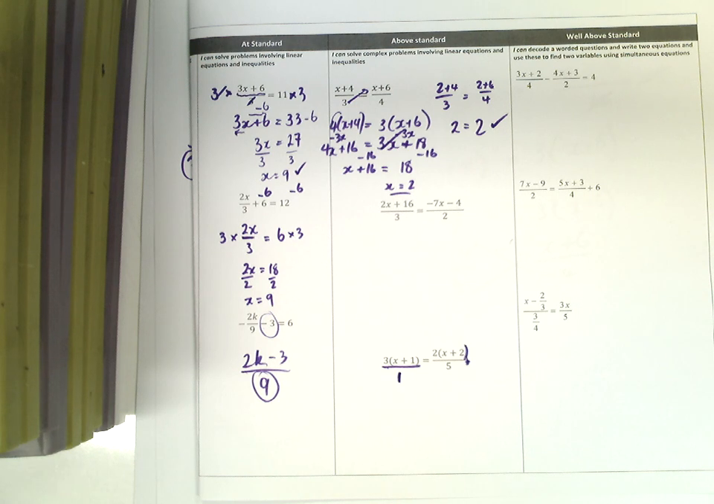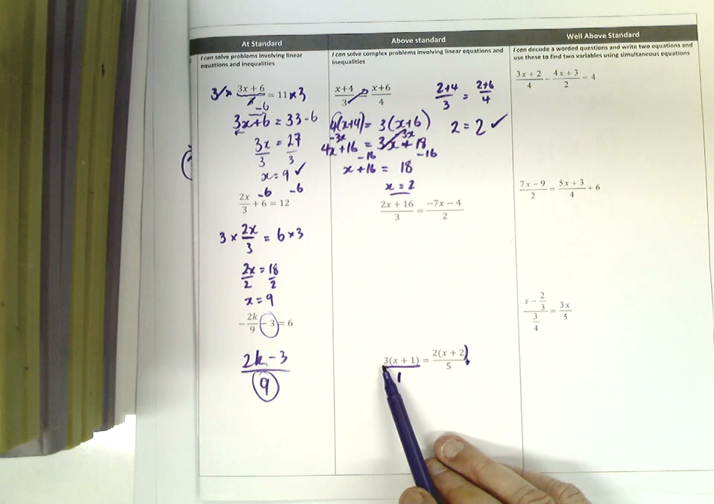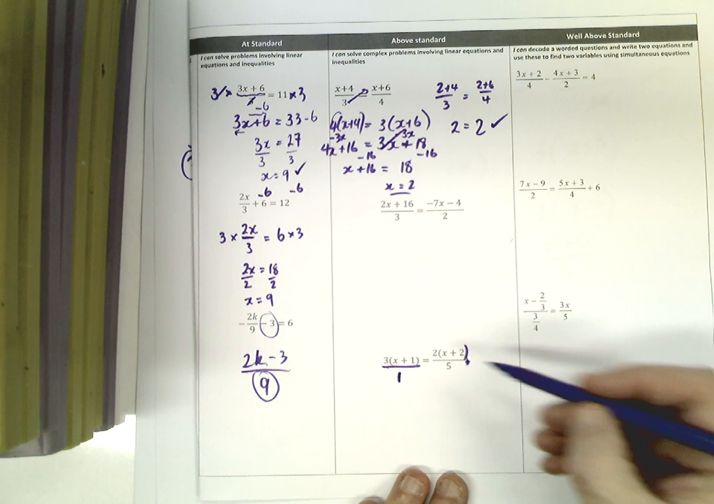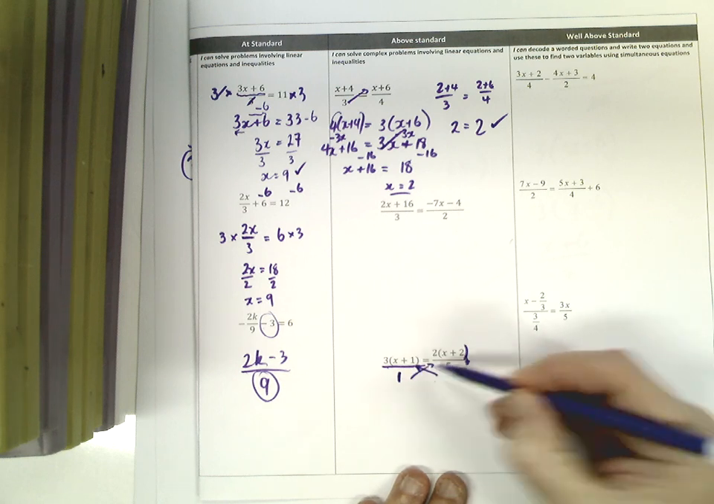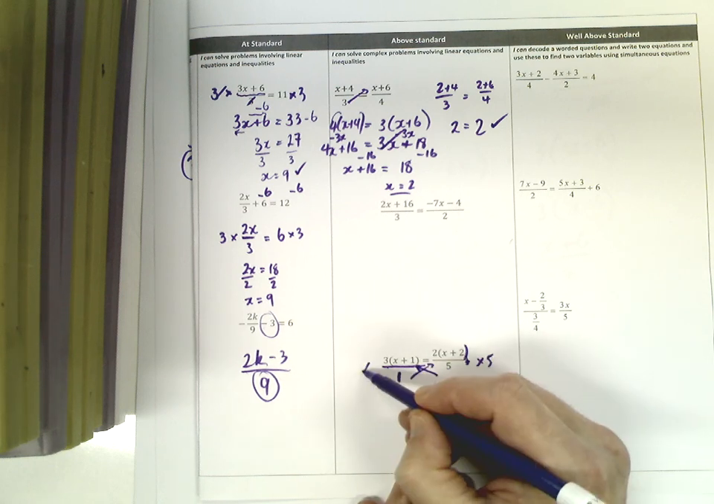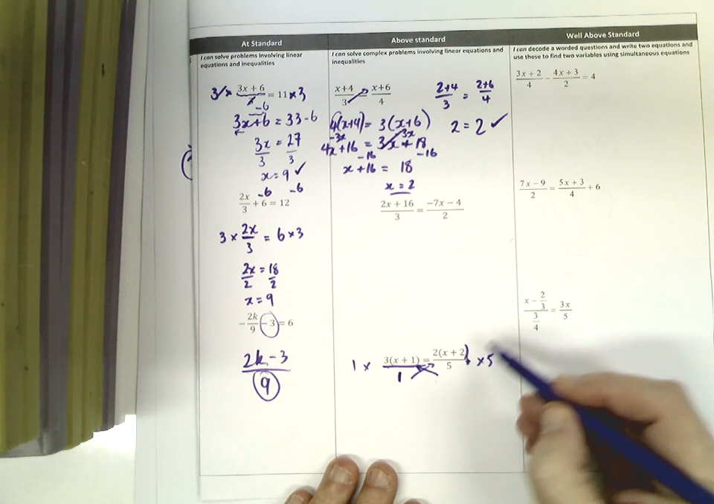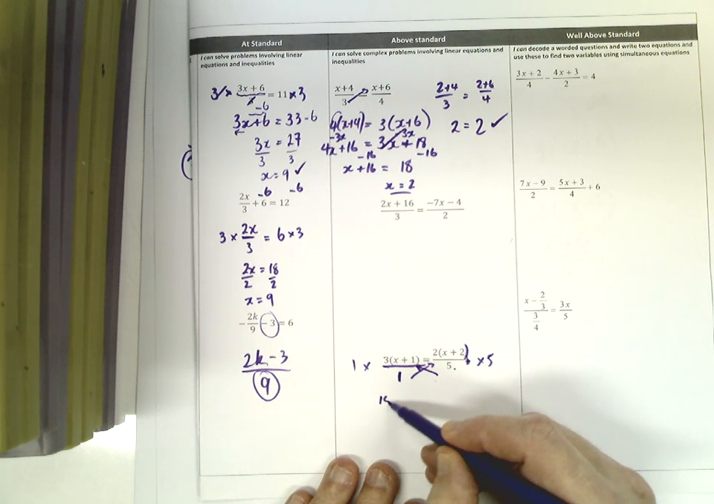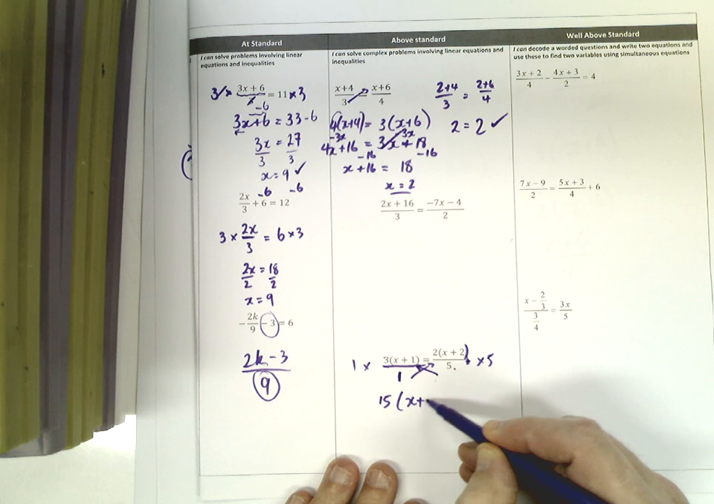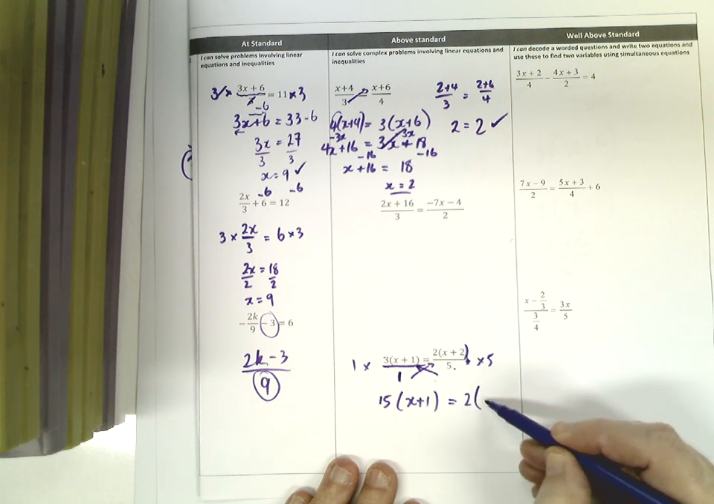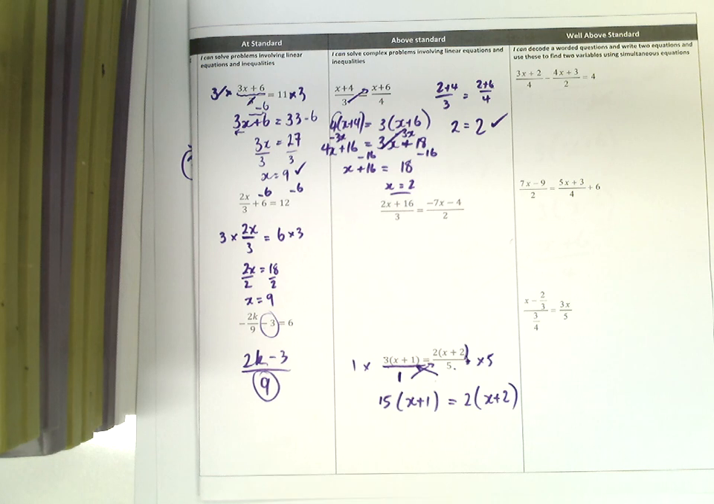The other thing kids get confused about is that, hang on, there's already a 3 here, and there's a 5 there. Well, there's 2 ways in which you can do this. I simply would go, okay, I'm going to cross it over. In other words, I'm going to times this by 5, and I'm going to times that by 1. And I would get 5 lots of this. Now, I'm actually just going to go 5 times 3 is 15. And then x plus 1 is equal to 1 lot of 2, which is 2, x plus 2.